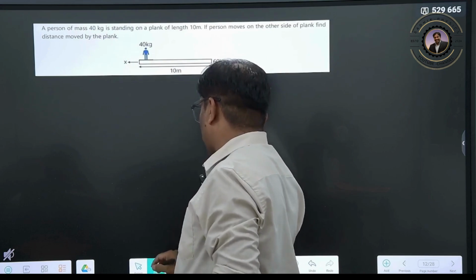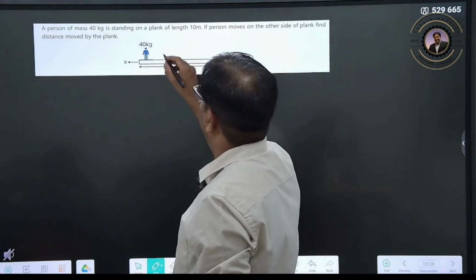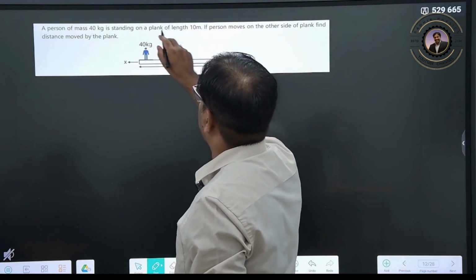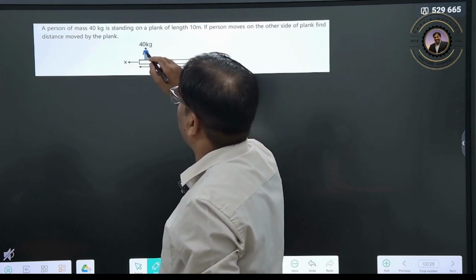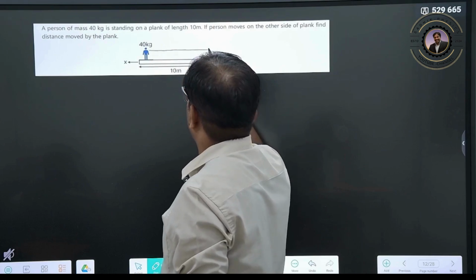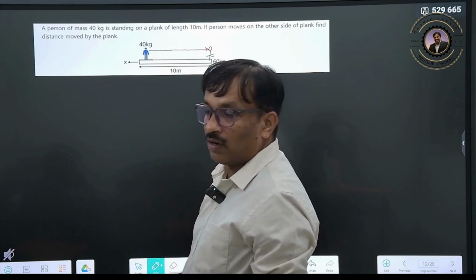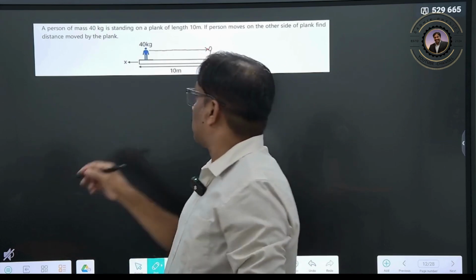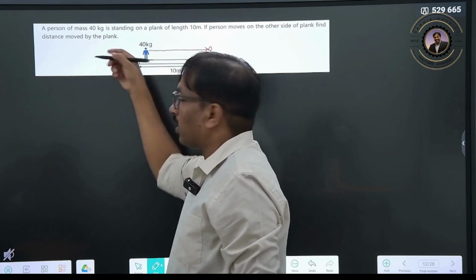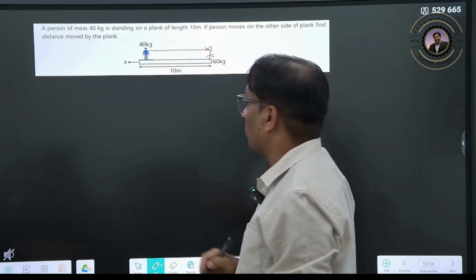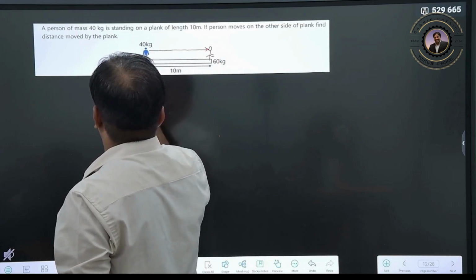Now, what happened? Here a person of mass 40 kg is standing on a plank of length how much? The person moves to the other side; find the distance moved by the plank. That means he came to here. When he came to here, try to observe: if he is walking, this plank is going in the backward direction. Clear? You already saw this intro video. So now we want to calculate how much distance this plank will travel.